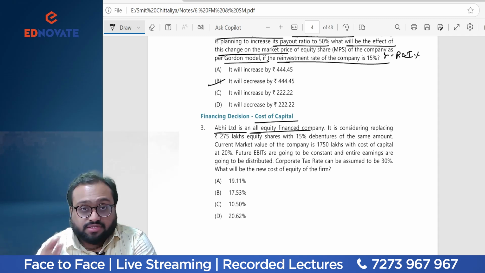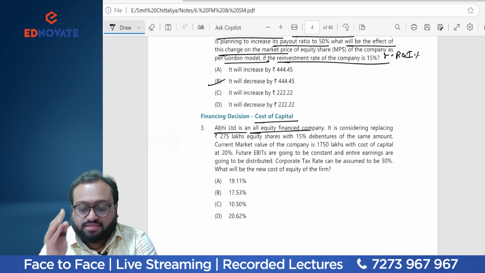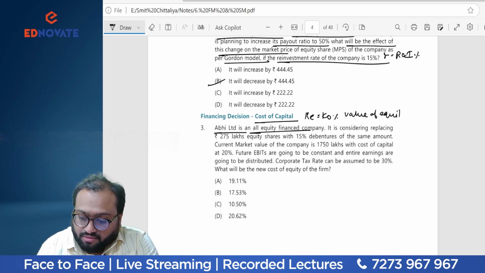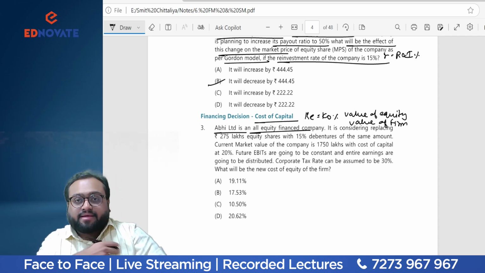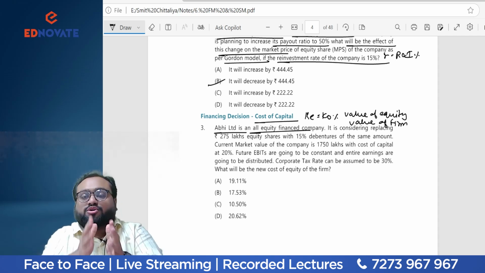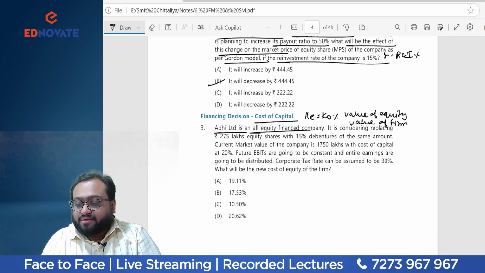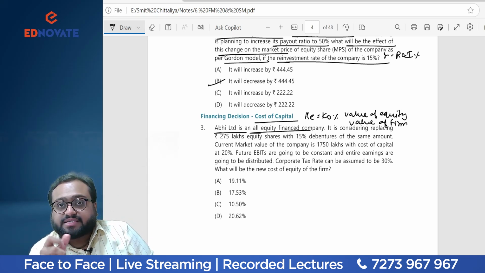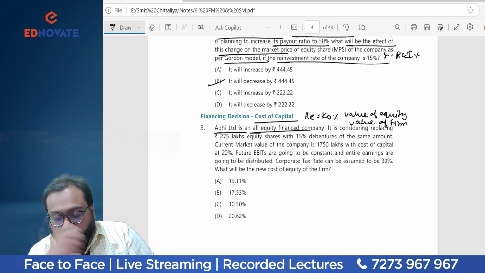Fantastic. Once I come to know the first line, all equity finance company, we used to say in class, when it is all equity, KE will be equal to KO, and the value of equity will be equal to value of firm. Do you remember, students, we used to speak in class, and even students who have not physically attended the FM classes in Ednovate, for revision you can remember this thing: whenever the question says it is an all equity firm, KE will be equal to KO, the cost of equity will be the cost of the firm, and the value of equity will be the value of the firm. Very simple and easy to remember.